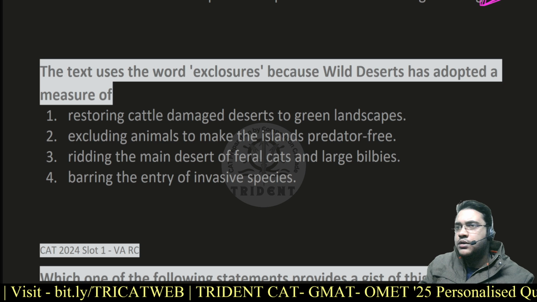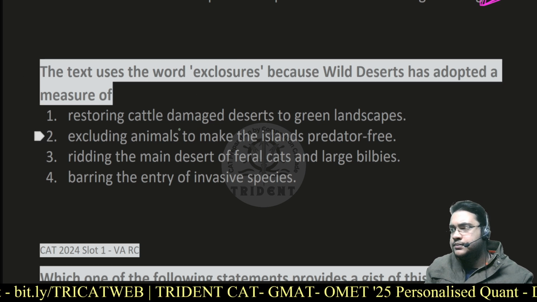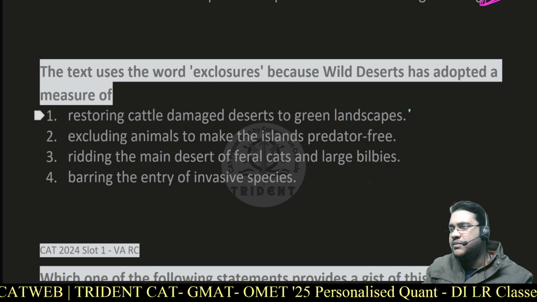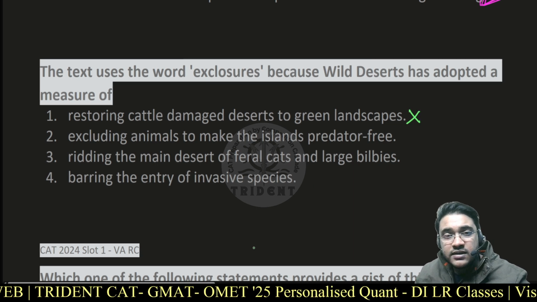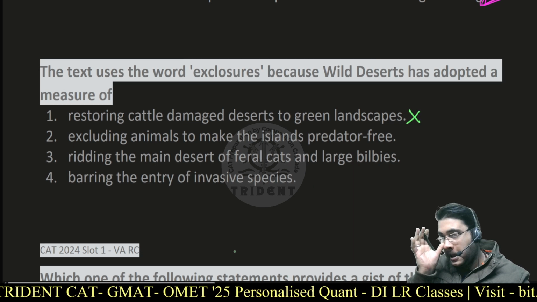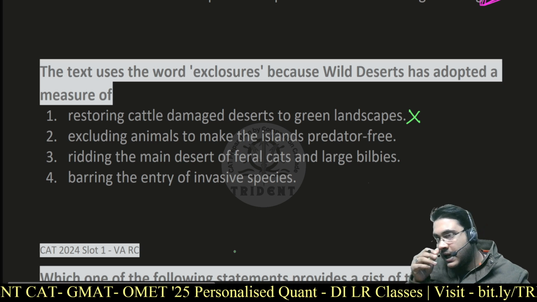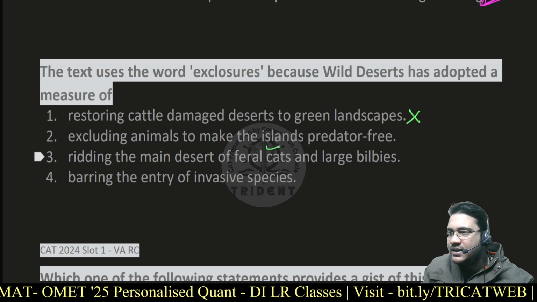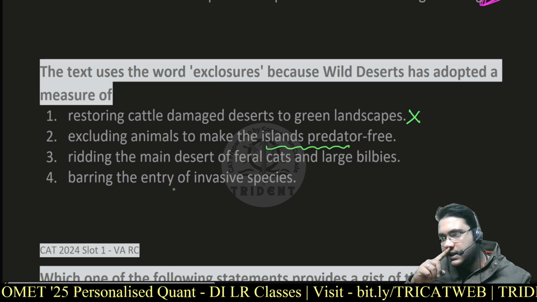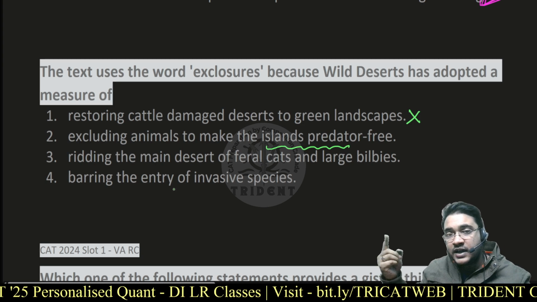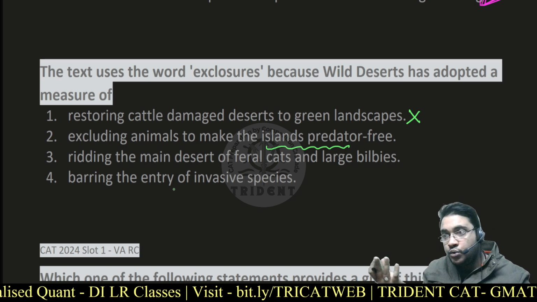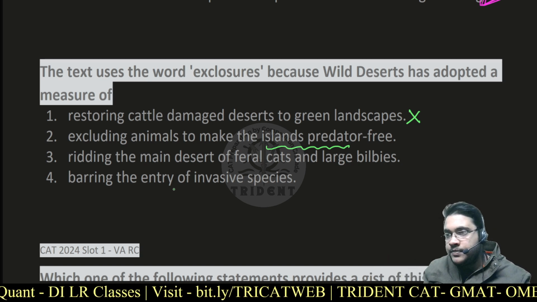The exclosure. Restoring the cattle damaged desert to a green landscape, definitely not. This is not the reason for the exclosures. Okay. Excluding animals to make the island predator free. Now, we have a reason that the invasive rabbits and the feral cats were excluded. So I'm just keeping it for the time being.